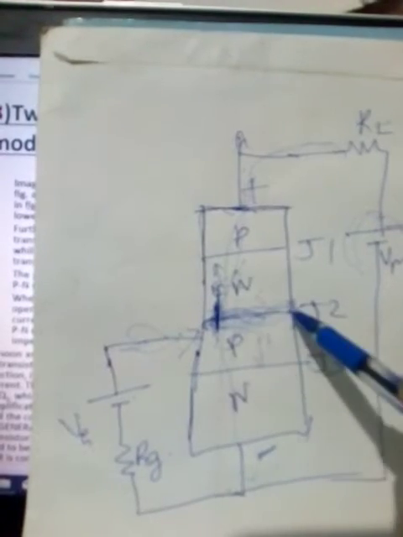So the junction will not break down. Junction width will increase. So for the conduction to happen, junction should break down. Because of this, junction will not break down, because this is called as reverse biasing.